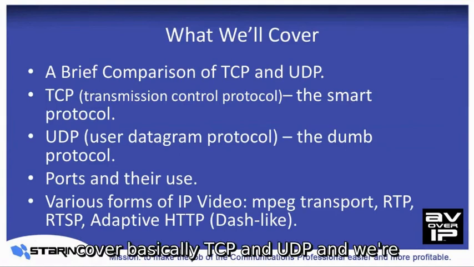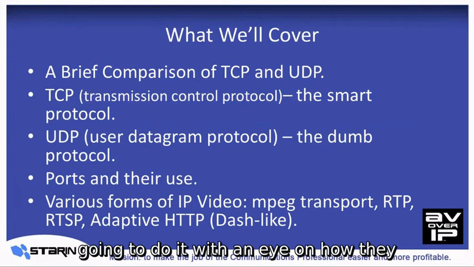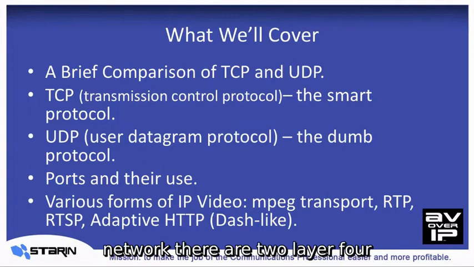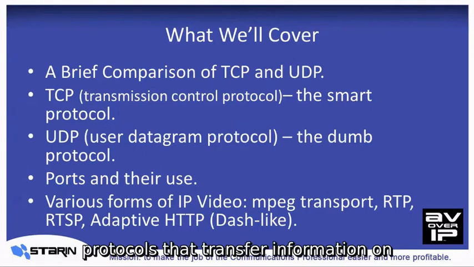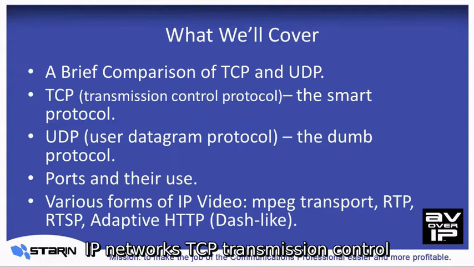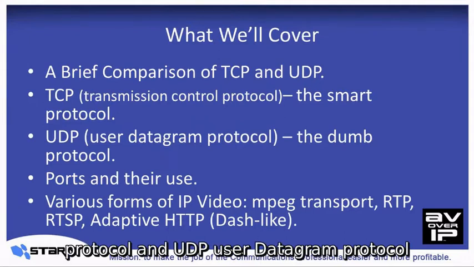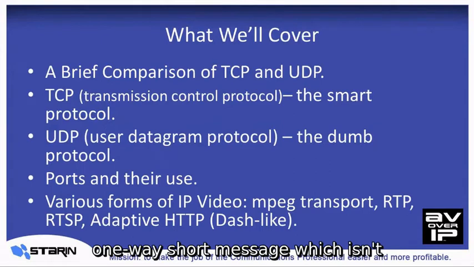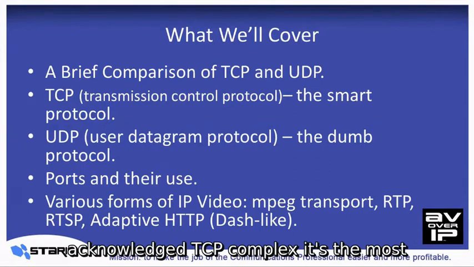We're going to cover basically TCP and UDP, and we're going to do it with an eye on how they make your application work on the network. There are two layer 4 protocols that transfer information on IP networks: TCP, Transmission Control Protocol, and UDP, User Datagram Protocol. Datagram is an old-fashioned term for a one-way short message which isn't acknowledged.